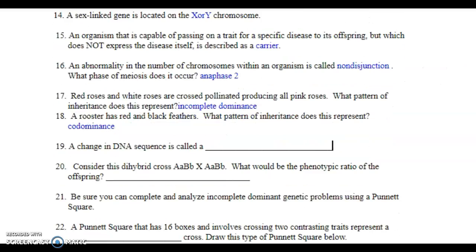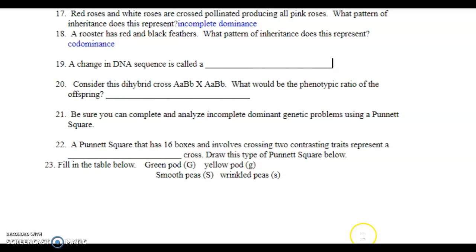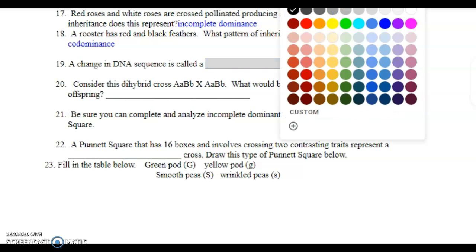Number 19 says any change in a DNA sequence is called a mutation. So 19 would be mutation. A change in DNA sequence is a mutation. That would be mutation.